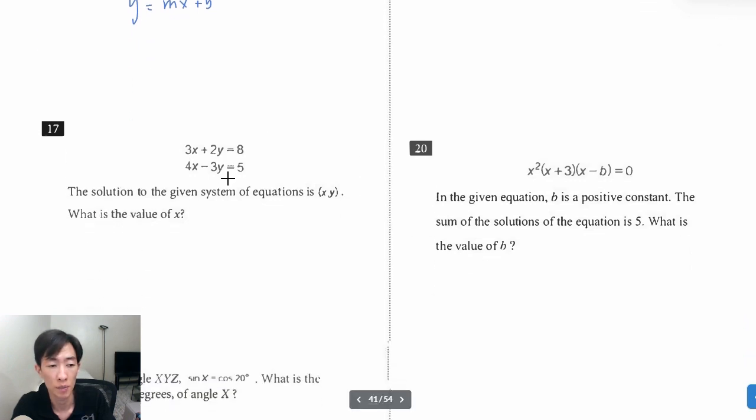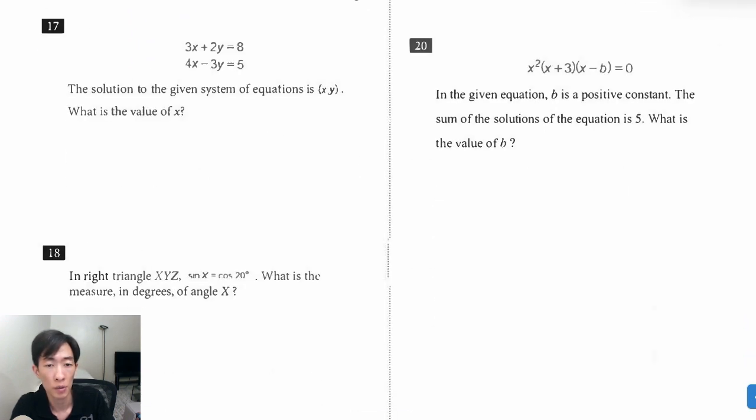that in mind. Question 17, we've got a system of equations. The solution is x comma y. What is the value of x? So quick strategy point, if you're solving for x, or they want to know x, let's eliminate y, because that'll eliminate some steps for us. So we got positive 2y, negative 3y. I'm going to multiply the top equation by 3, because that'll give us 6y. Bottom equation by 2, because that'll give us negative 6y.